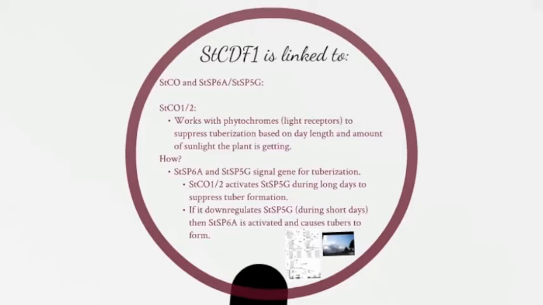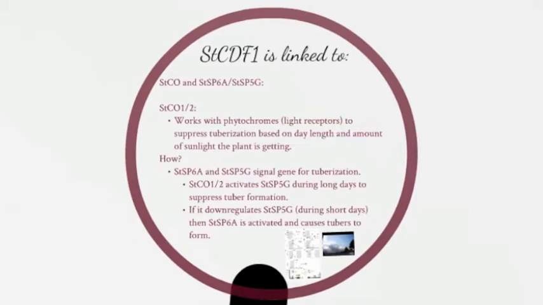STCDF1 is linked to three other genes. First, it works with STCO1-2, which, with the phytochromes, either suppresses tuberization or activates it based on the day length and the amount of sunlight the plant is getting. It does this by regulating STSP6A and STSP5G, which signal for tuberization.